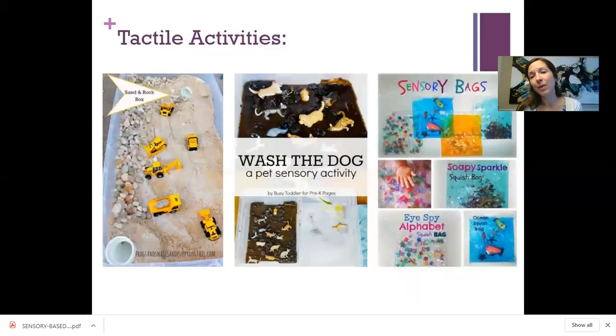And then for the kids who might be not willing or not excited about touching some of those textures directly, you can also put squishy gooey things into Ziploc bags and have kids manipulate it in a way that's safe to them.